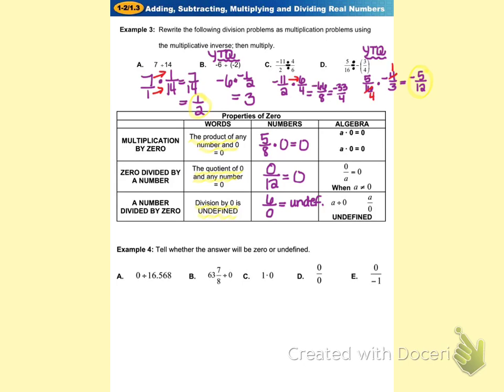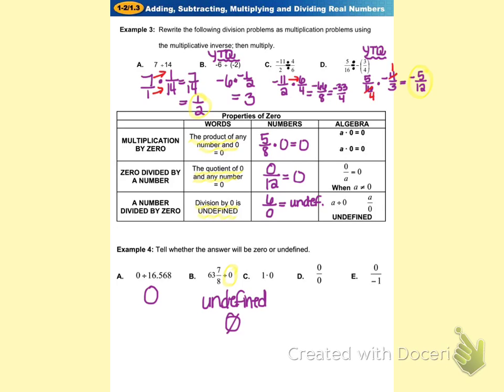So let's finish up the lesson with a couple quick examples. In example 4, they would like us to tell whether the answer will be 0 or undefined. So example A, 0 divided by 16.568. Of course, that's 0. We're taking 0 and dividing by some number other than 0. B, 63 and 7/8 divided by 0. Well, again, I'm dividing by 0 anytime the 0 comes after the division sign or it's on the denominator of a fraction. That means this is undefined, and so we cannot define a value. So we'll say undefined, and sometimes they'll use the empty set symbol like that.